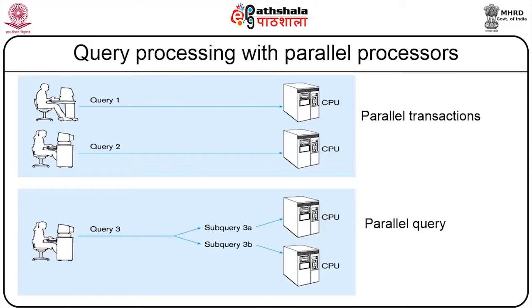For the above two kinds of processing, here comes an example. If you look at a common system, I give query 1 which enters one CPU, and I give query 2 which enters another CPU. This is a parallel transaction, but for two different queries. But one query can also be sent to two different CPUs by dividing it into subqueries. One subquery enters one CPU, the other subquery enters another CPU, and the results will be joined and fed to the client.